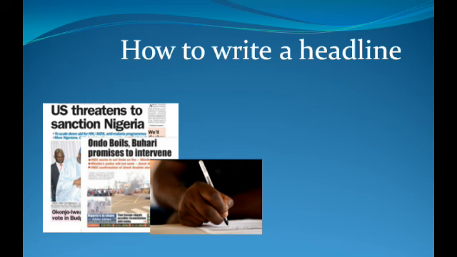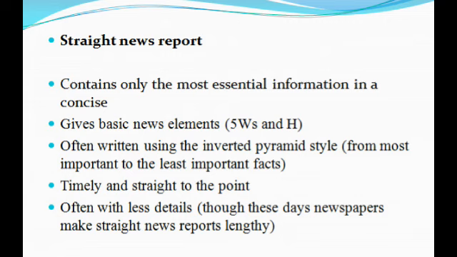There are different kinds of mass media writing. You have the straight news report, you have the feature story writing, you have the opinion article writing, you have the editorial, but we are going to learn the headline for a straight news report. A straight news report is a skeletal kind of writing. It is a piece of writing that contains the basic news elements, the 5 W's and H, the who, the what, the where, the when, the why, and then the how.